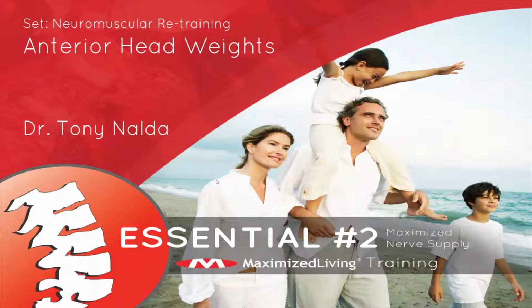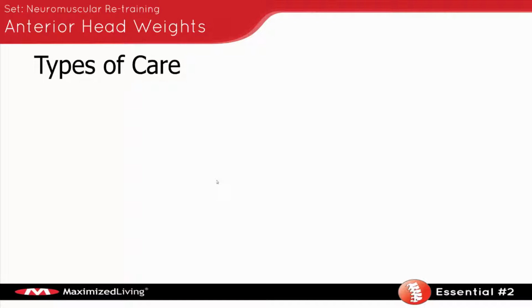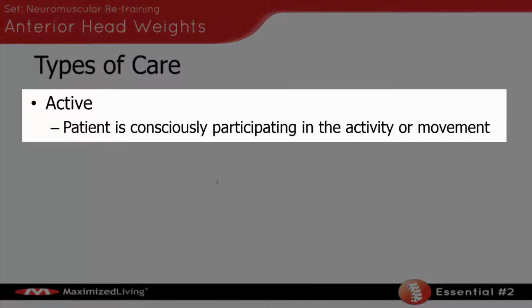I'm here to talk to you regarding some set procedures, mostly our neuromuscular retraining or our anterior head weights. Now, there are three types of care. The first type of care is going to be active care. Active care is where the patient is constantly participating in the activity to create an isometric or a muscle strength or a muscle recruitment. This is going to be mostly the isometrics that we prescribe.